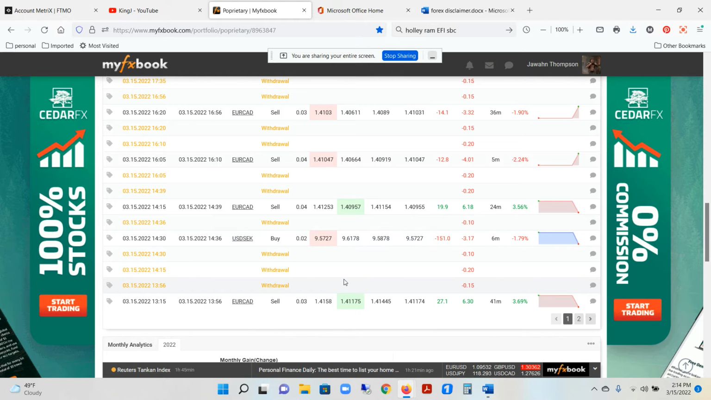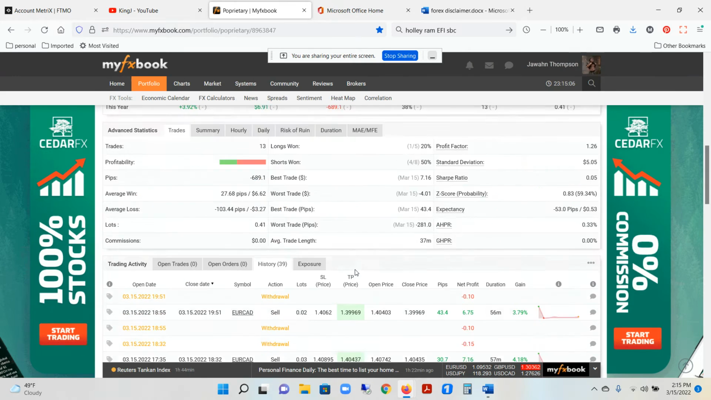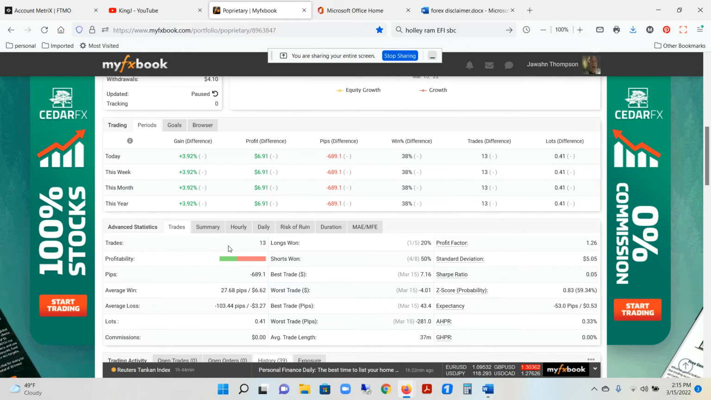Second is what I told you guys. Now, if I had kept trading this Euro Swedish krona, guess what would have happened? I would have wiped out all the gains that I would have got. I'd be negative, like very negative.